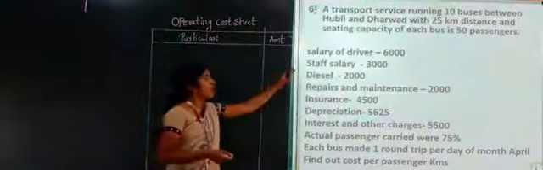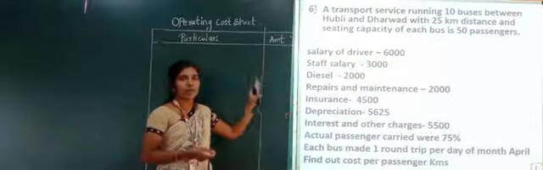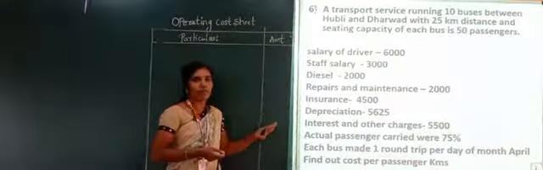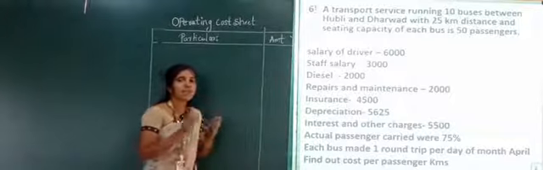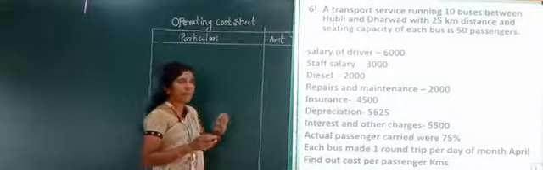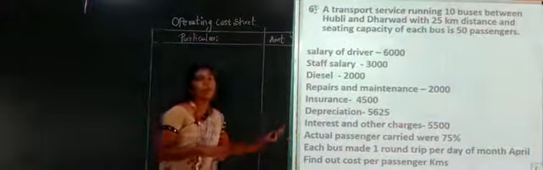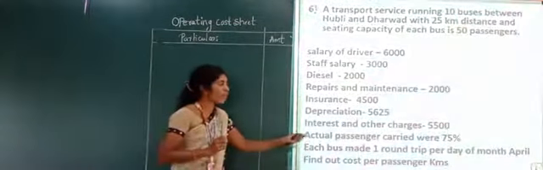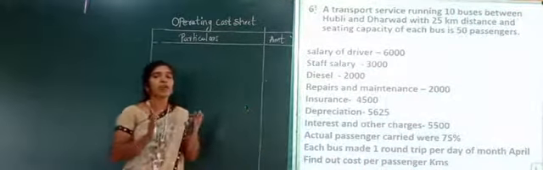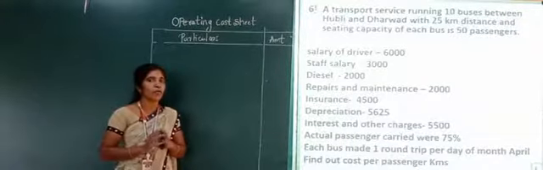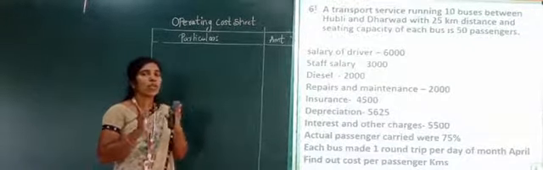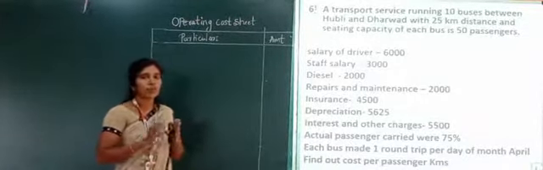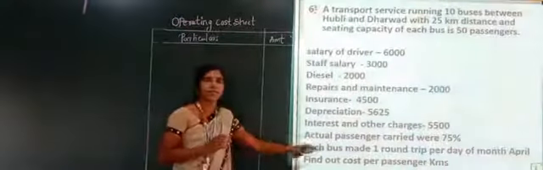This type of information is related to the preparation of the operating cost sheet. Actual passengers carried were 75%, which means actual capacity utilized is 75% of 50 passengers, and each bus made one round trip. One round trip means total trips will be 2. For the calculation of the cost per passenger kilometer, we need two pieces of information: one is the total operating cost, and the second is the passenger kilometer.